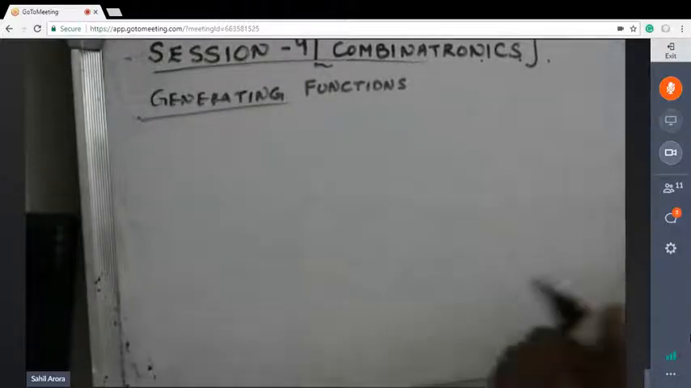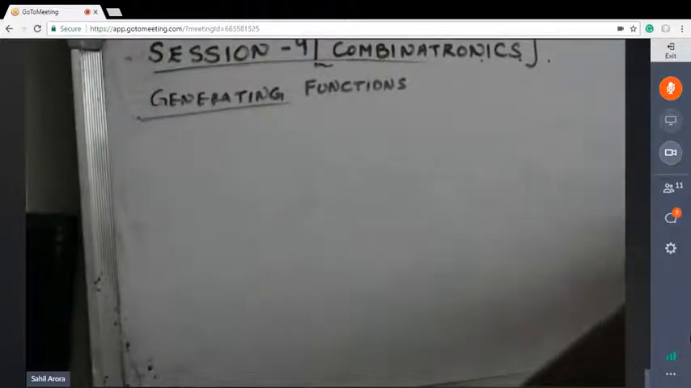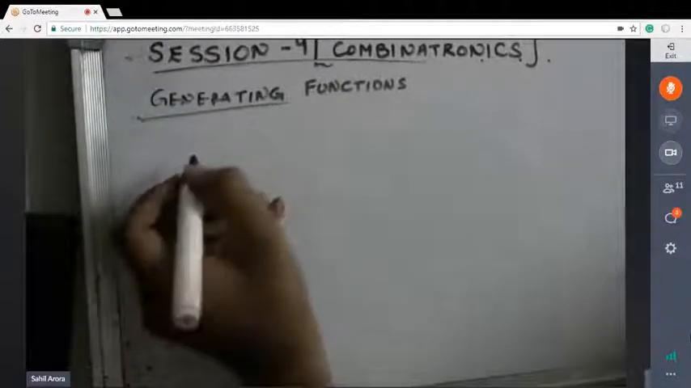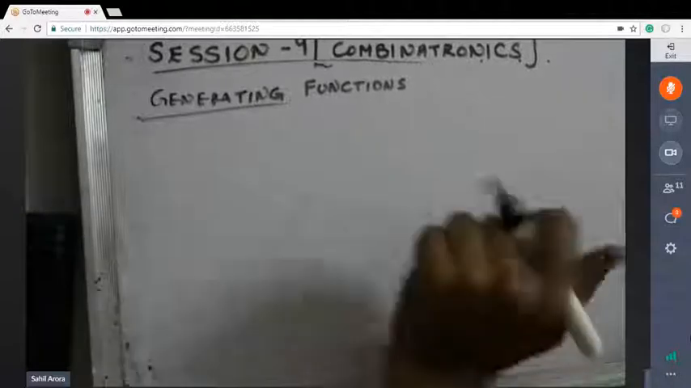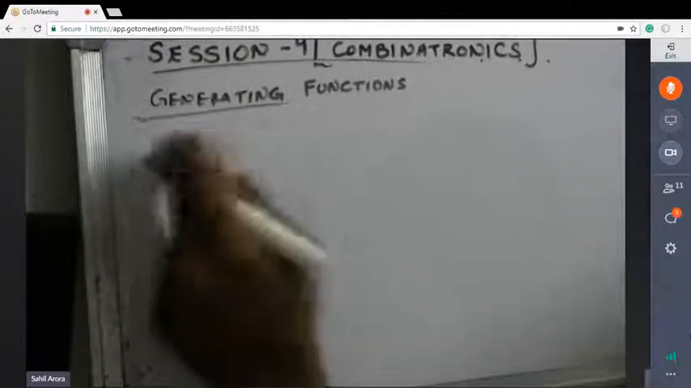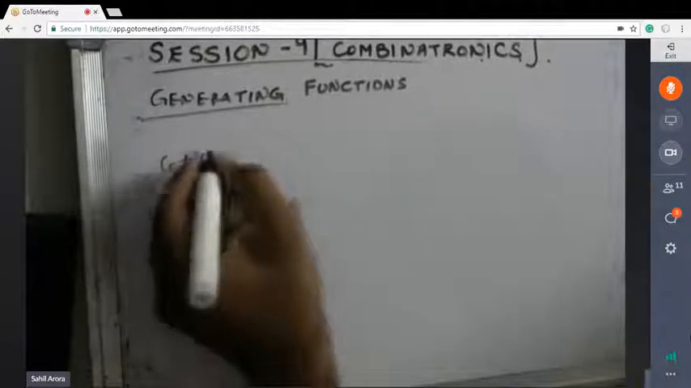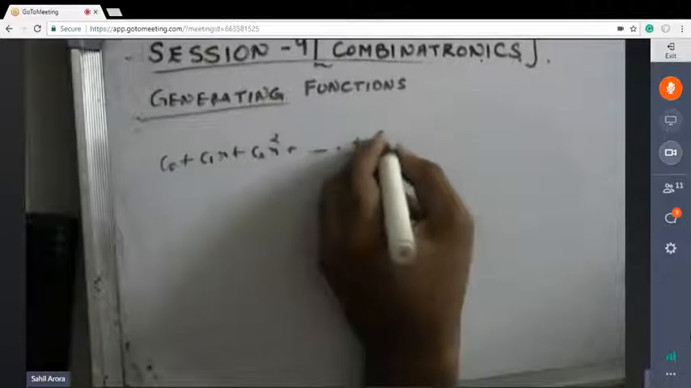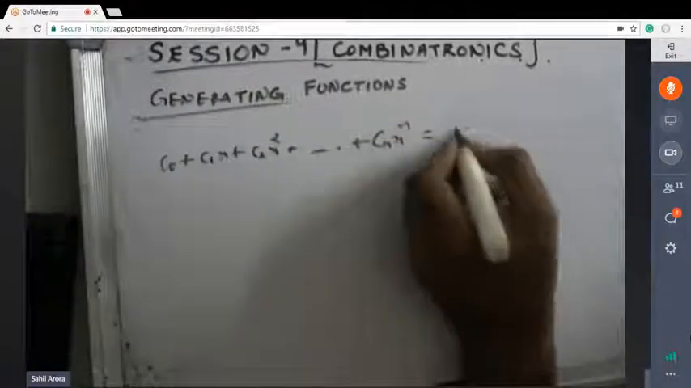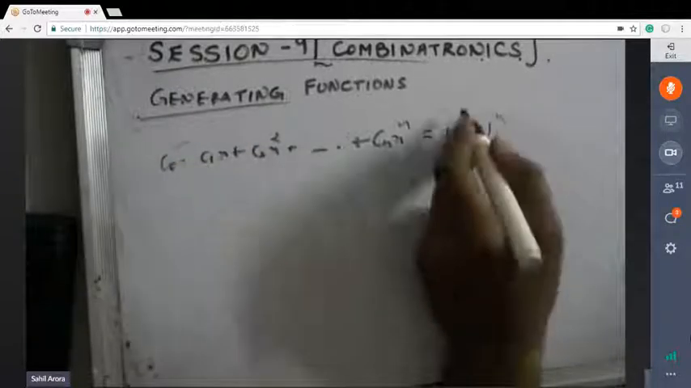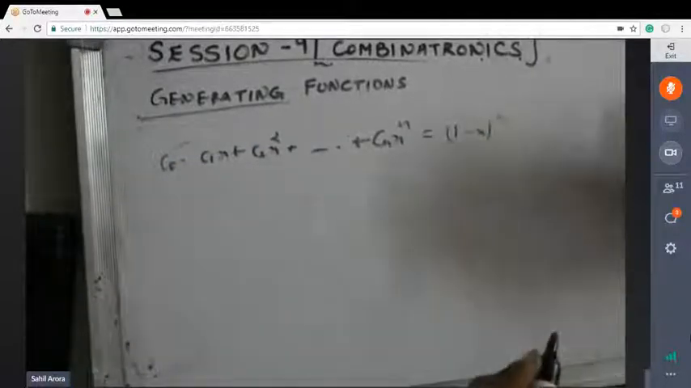Now, one thing you will simply ask me: sir, you always write directly. You remember, or you have mugged up something. How do you know that directly you write c0 plus c1 x plus c2 x square and so on up to cn x power n as (1 + x)^n? And if it is minus, you directly write as (1 - x)^n. How do you know all of these expansions?